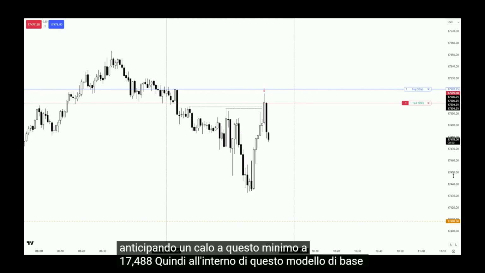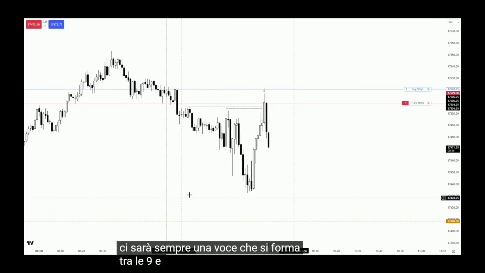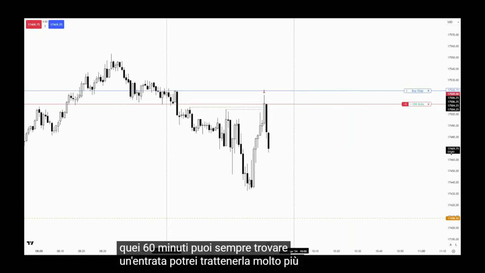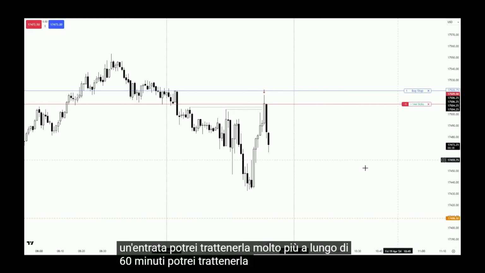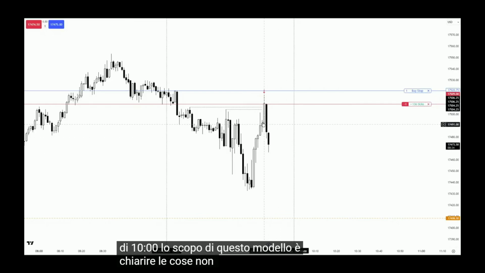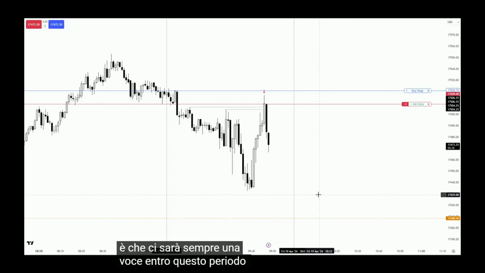So within this time-based model, there will always be an entry that forms between the hour of 9 to 10 o'clock. So within that 60 minutes, you can always find an entry. I could hold this much longer than 60 minutes. I could hold this much longer than 10 o'clock. The purpose of this model, just to get it straight, is not that you enter and you exit within that hour period. It's that there's always going to be an entry within this hour period, okay?